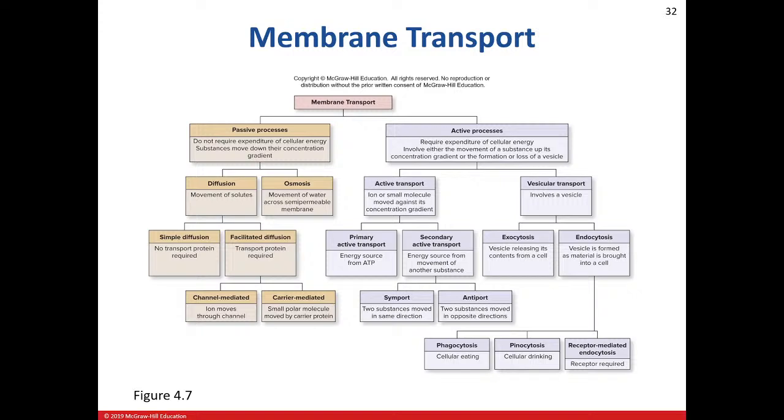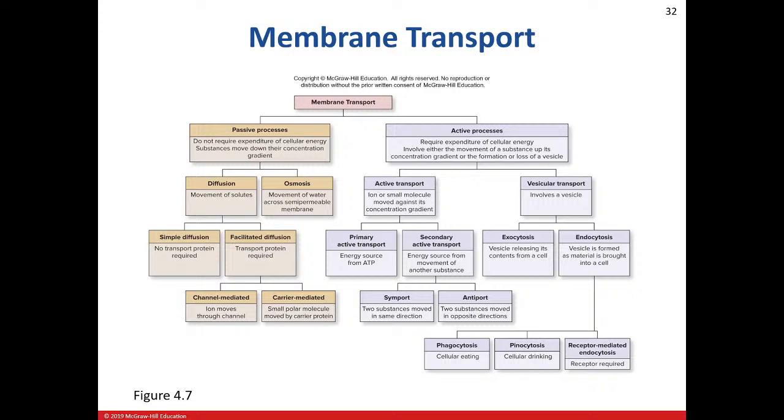Then you can also have carrier-mediated facilitated diffusion, and that's where a carrier protein has to change shape to allow a molecule to enter the cell. But the key here is with passive diffusion, we are always requiring that things move along their concentration gradient or down their concentration gradient. In other words, moving from areas of high concentration to areas of low concentration.